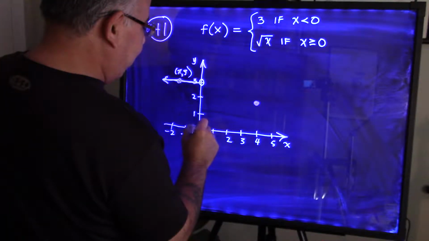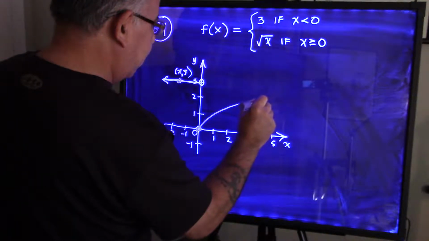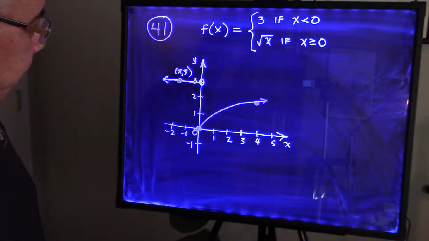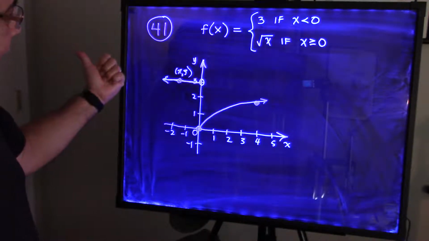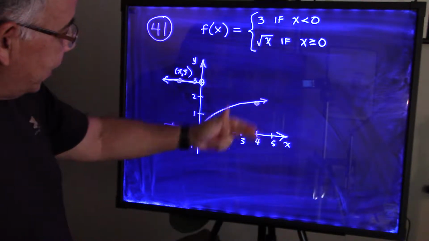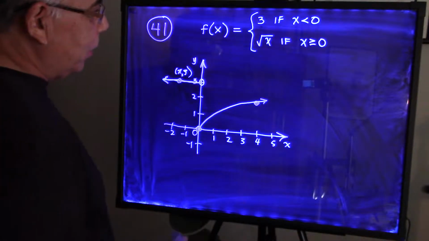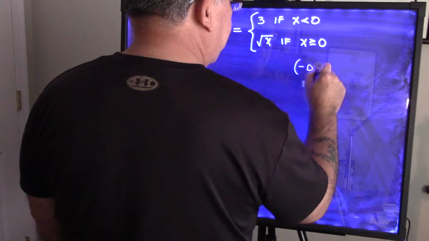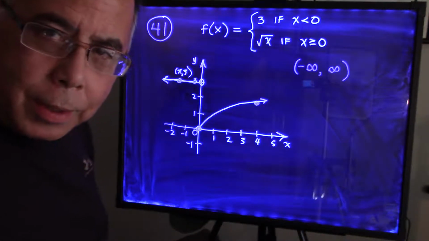Connect the dots with a curved line. And it keeps going. Alright, kind of like that. And the domain keeps going all the way this way toward negative infinity, and all the way that way toward positive infinity. There's no interruptions because x equals 0 is included. So the domain goes from negative infinity to infinity. That's it.